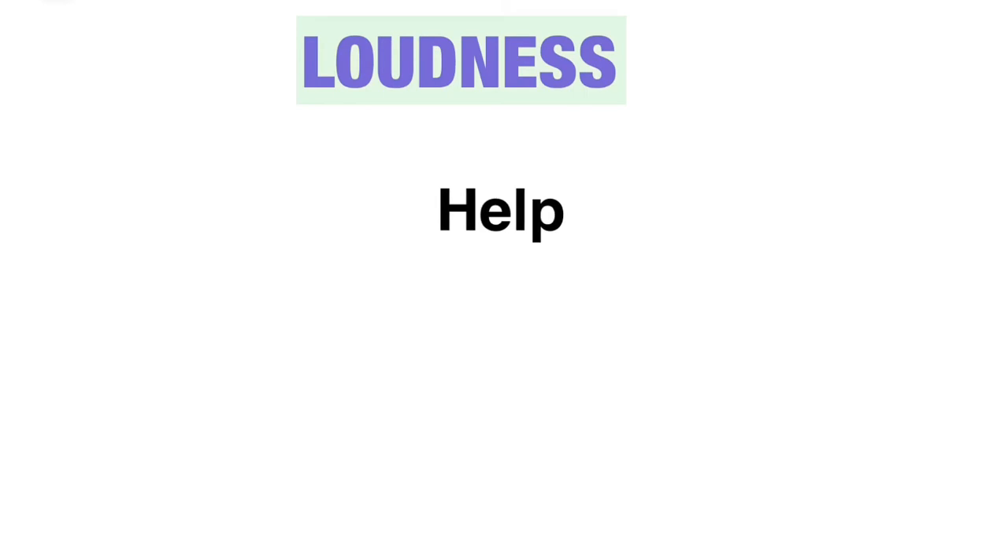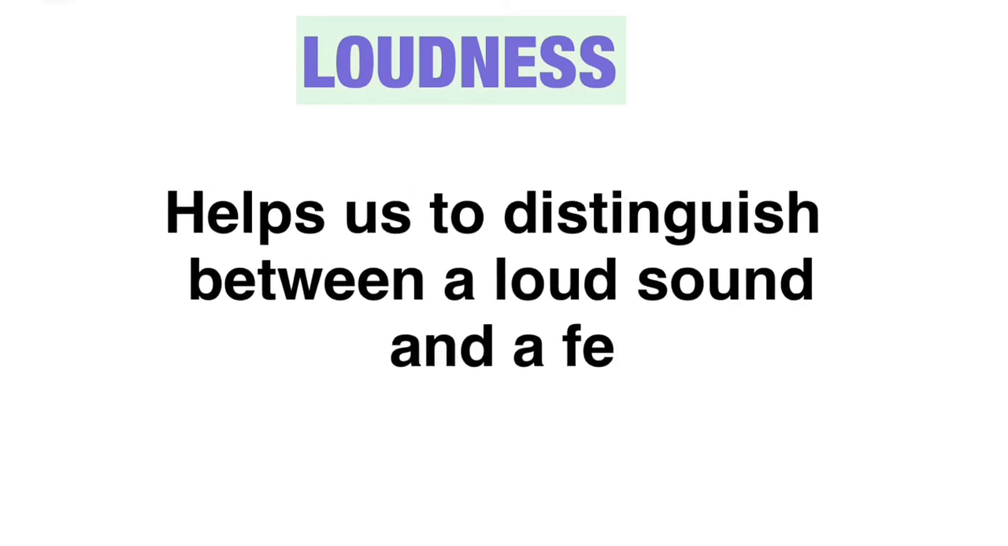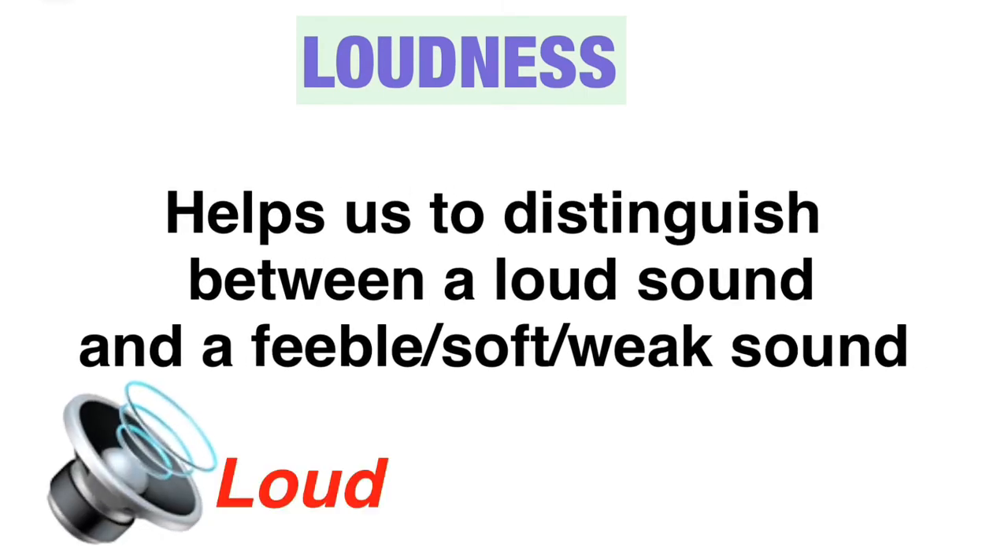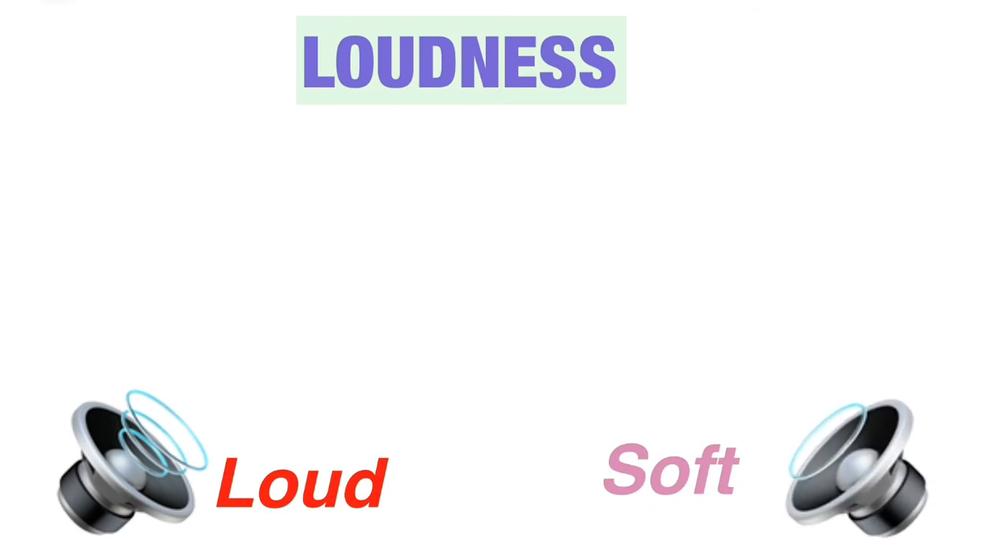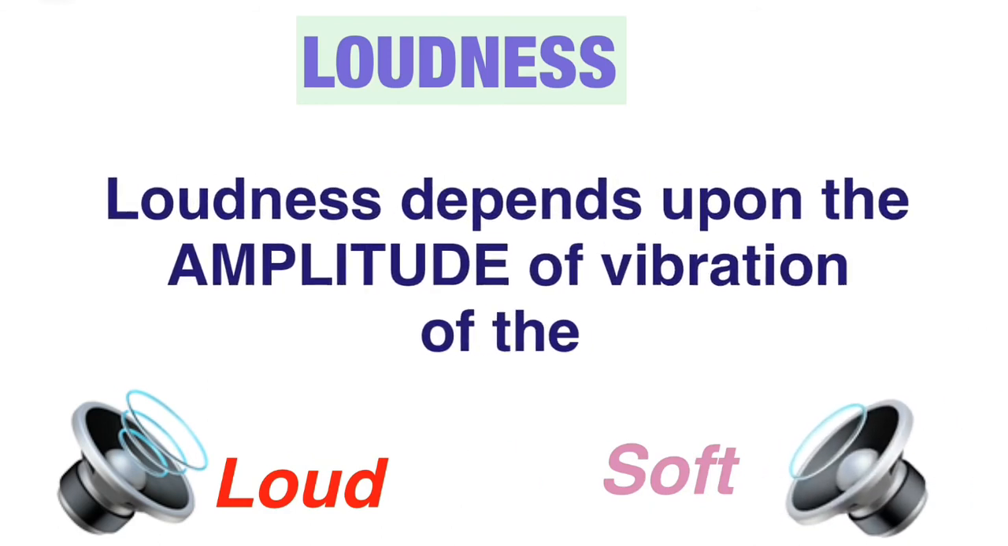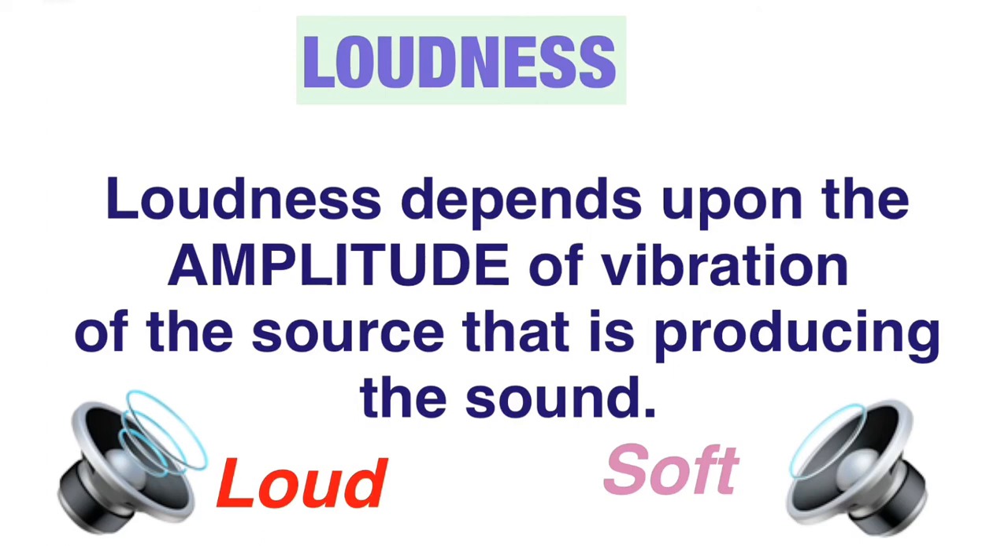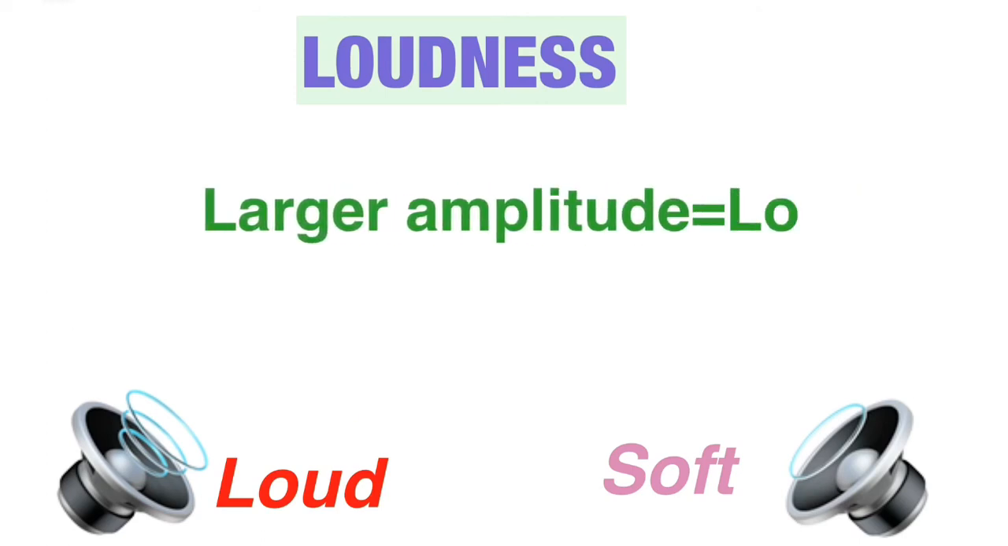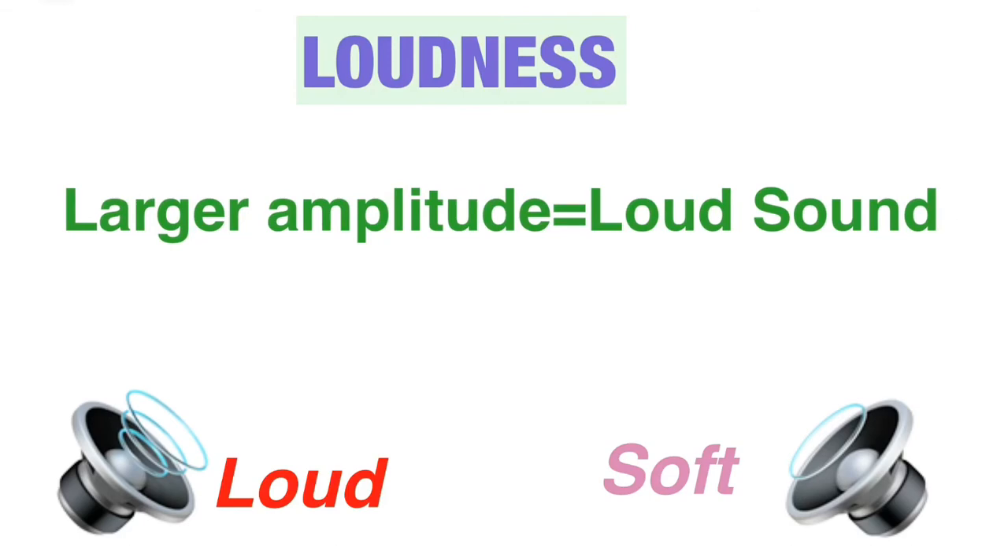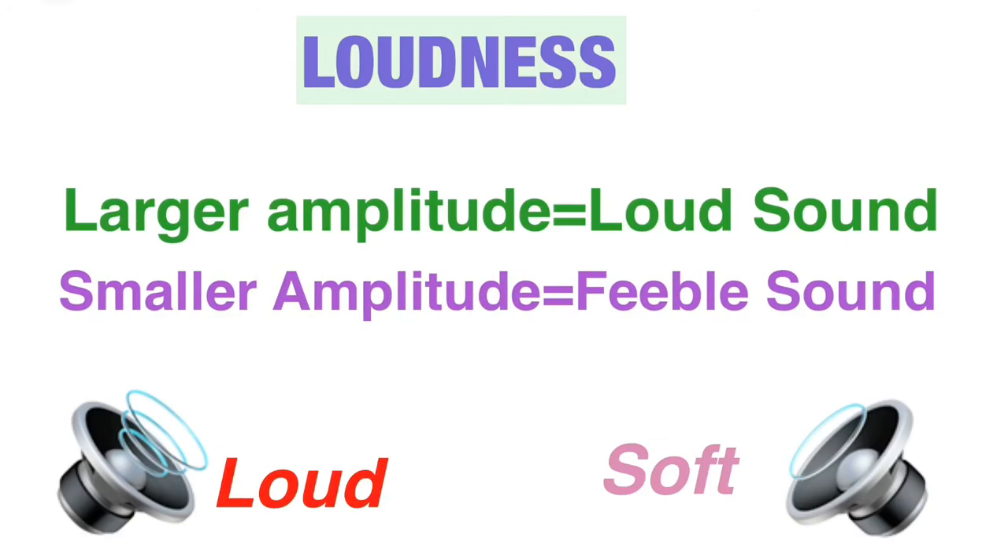Loudness of sound is a characteristic of sound which helps us to distinguish a loud sound from a feeble sound. Loudness of sound depends on the amplitude of vibration of the body which is producing the sound. When the amplitude of vibration is larger, the sound produced will be loud. And when the amplitude of vibration is small, the sound produced will be feeble.